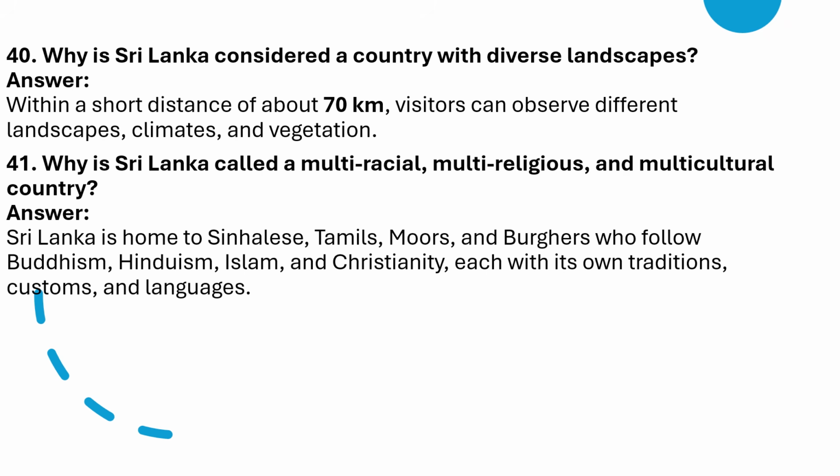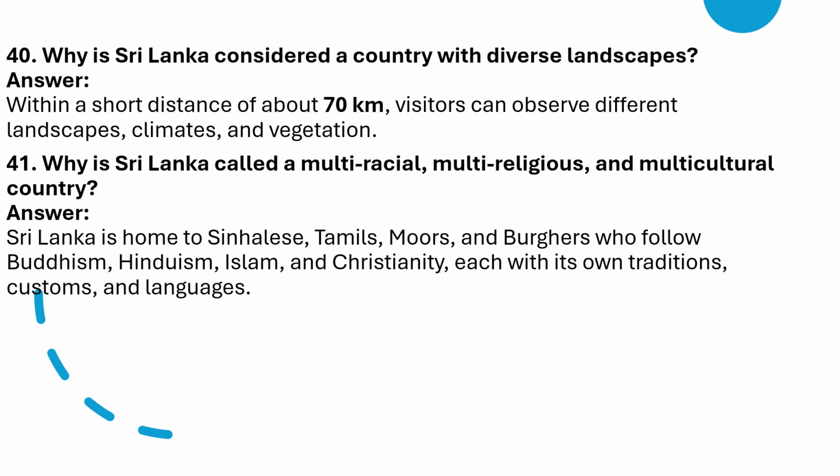Anyway, why is Sri Lanka considered a country with diverse landscape? Answer. Within a short distance of about 70 kilometers, visitors can observe different landscapes, climates, and vegetation.